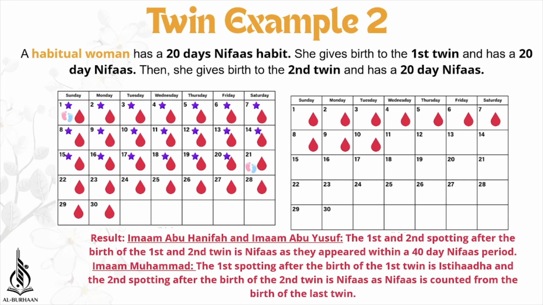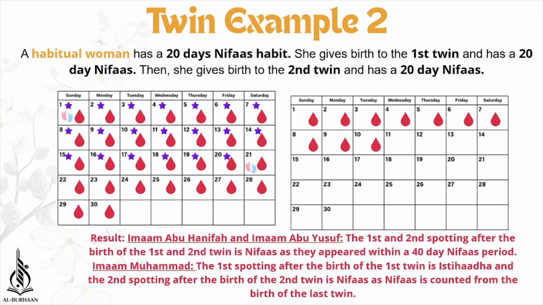If you look at the second example, a habitual woman has a 20-day Nifaas habit. She gives birth to the first one and has a 20-day Nifaas. So the previous example was 21 days, this is 20 days. Then she gives birth to the second twin and has a 20-day Nifaas. So previous was 20 and 21, this one is 20 and 20, right? So looking at the chart again, she gave birth on day 1. The stars are there for the habit, and then she gave birth on the 21st day, and then she had spotting right till day 40, not day 41 in this case.